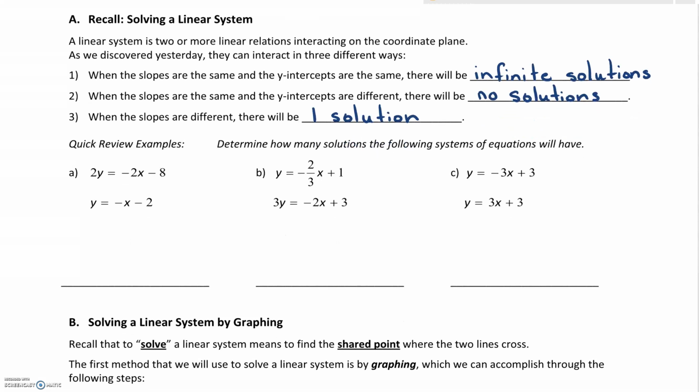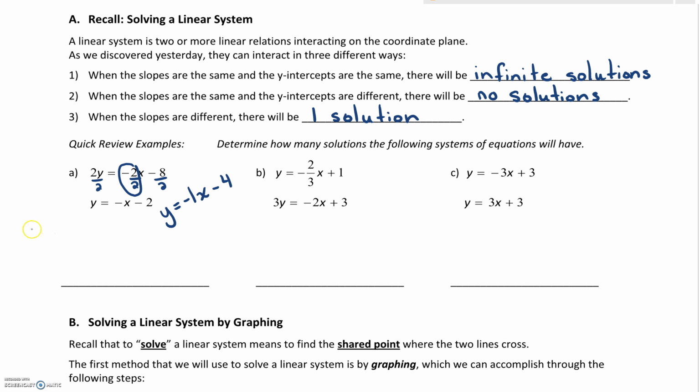So let's just quickly do an example here. We need to make sure that all equations are in y equals mx plus b form. And the first equation isn't quite in y equals mx plus b form. So what we have to do here is get rid of that 2 that's in front of the y. Since those two things are stuck together, you have to cancel out the multiplication, which means we need to divide each side by 2. So when we do that, I'll just do the work here on the side. We get y equals, well, negative 2 divided by 2 is negative 1, and negative 8 divided by 2 is negative 4.